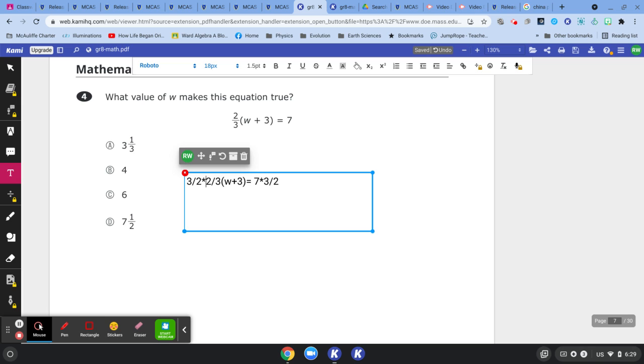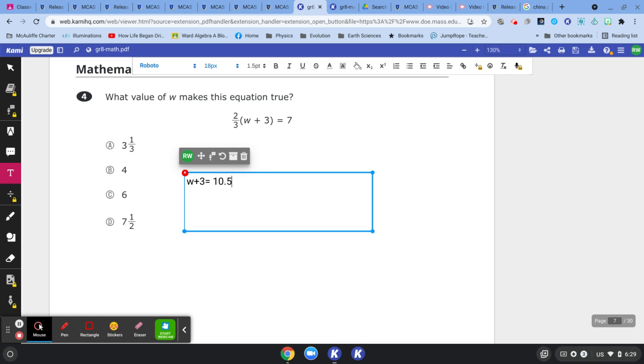3/2 times 2/3 is, of course, just 1, and so that becomes 1. And we can drop all of this. 7 times 3/2 is going to be 21 over 2, which is 10.5, or 10 and 1/2 if you prefer.